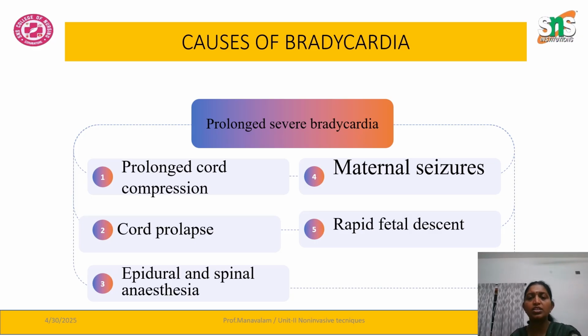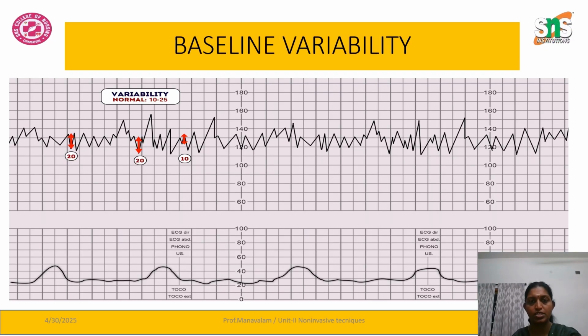Next, during the later weeks of pregnancy or during labor, the fetus descends into the lower uterine segment. Instead of coming down slowly, if it occurs in a rapid manner, there is a chance of fetal bradycardia because of placental insufficiency.